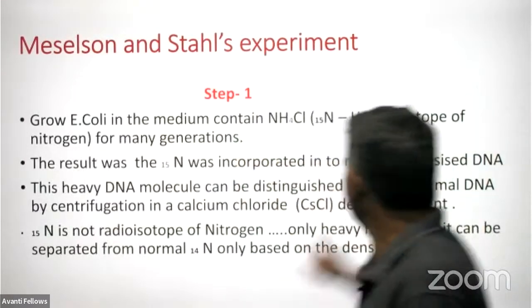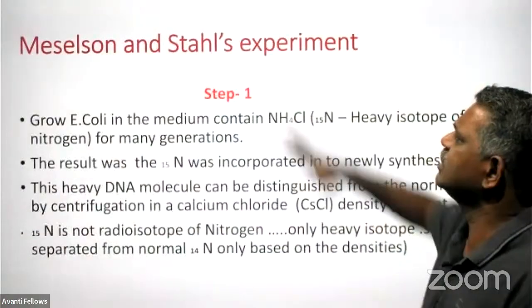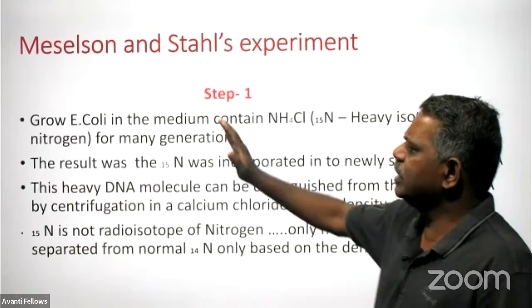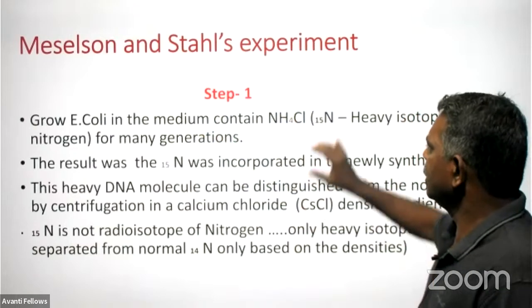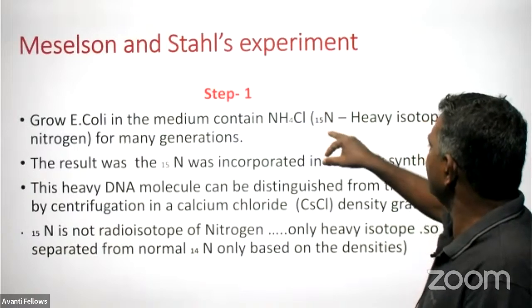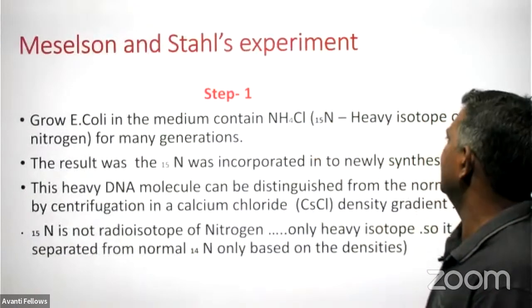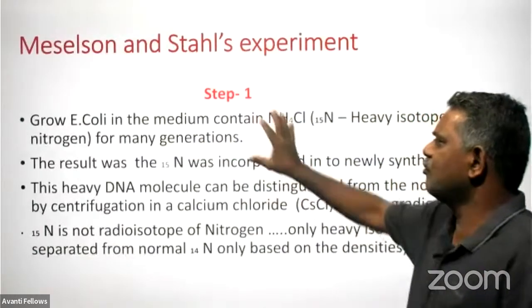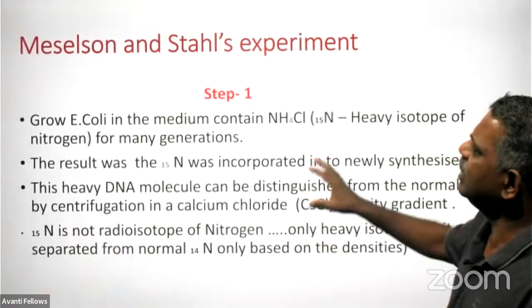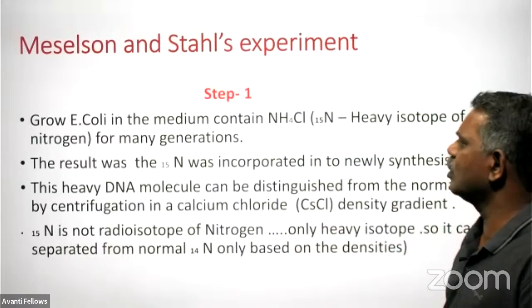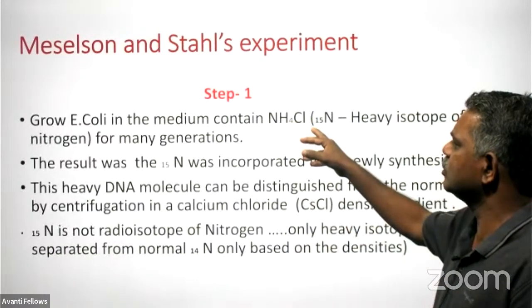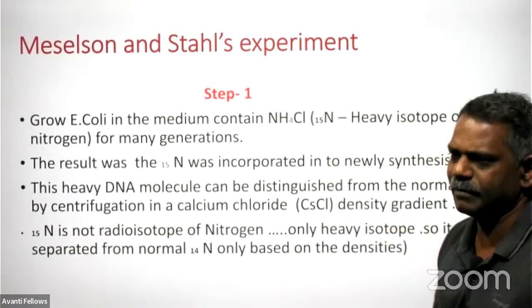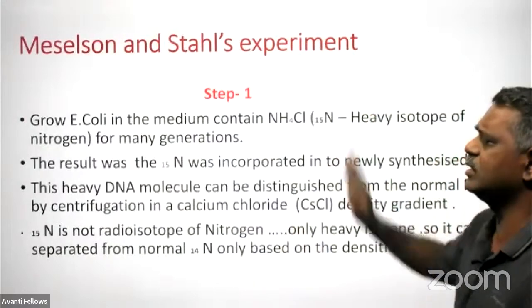Let us see the different steps in this experiment. Step number 1: these scientists grow E. coli in a medium containing ammonium chloride, and here it is N15, heavy nitrogen, the heavy isotope of nitrogen, for many generations. First, they allow the E. coli to grow for many generations in ammonium chloride solution, and here the nitrogen is heavy nitrogen, that is N15. Not radioactive, it is the heavy isotope only.